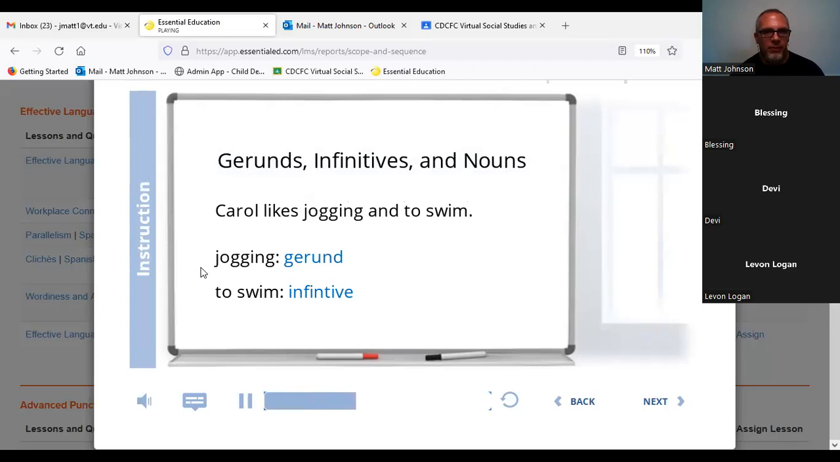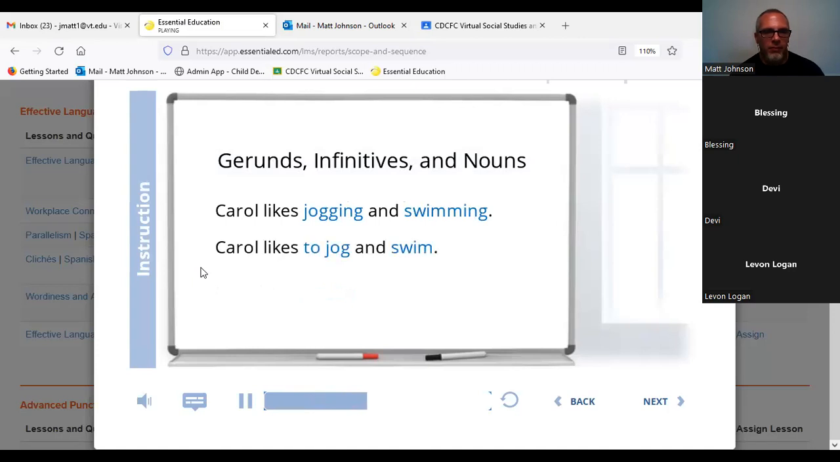So you could write this sentence a couple of ways. Carol likes jogging and swimming. Carol likes to jog and swim. You don't have to repeat to in front of both infinitives. It's also better not to mix in nouns and infinitives or gerunds.